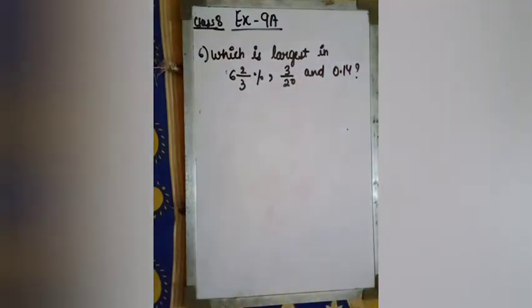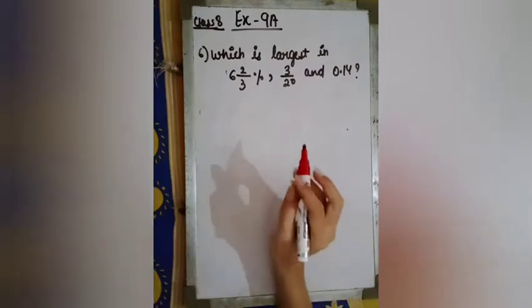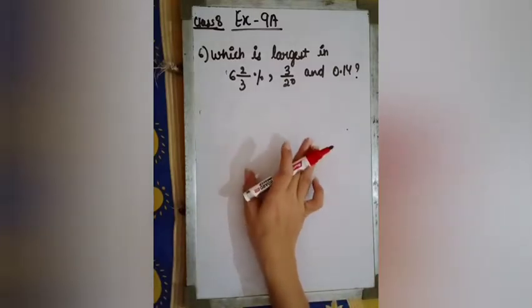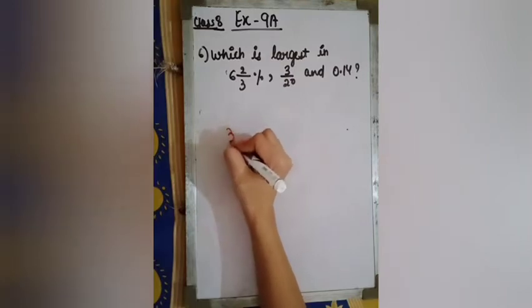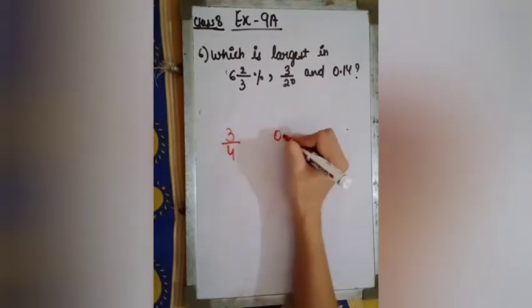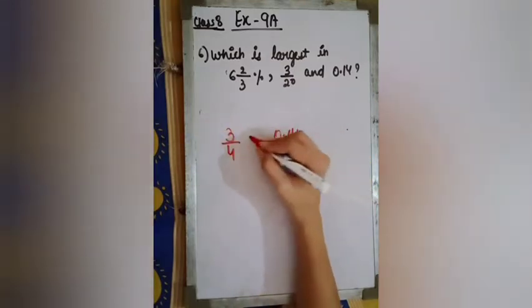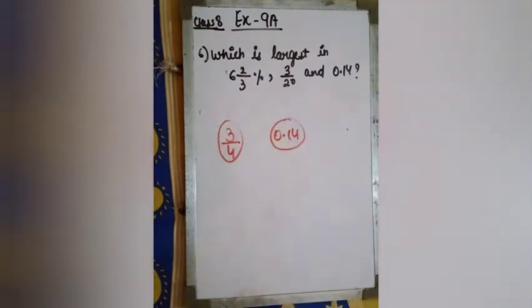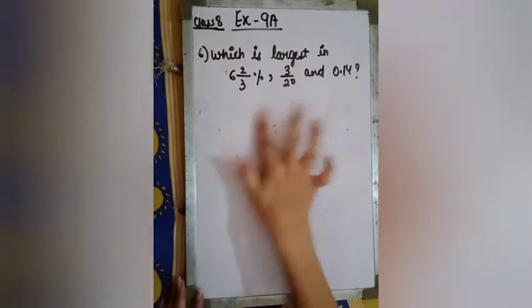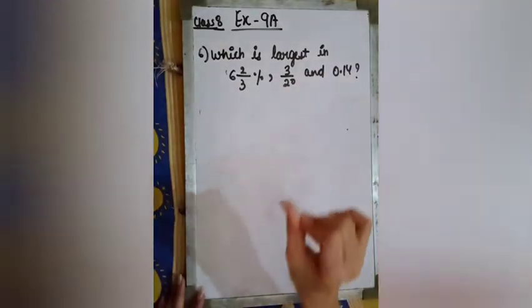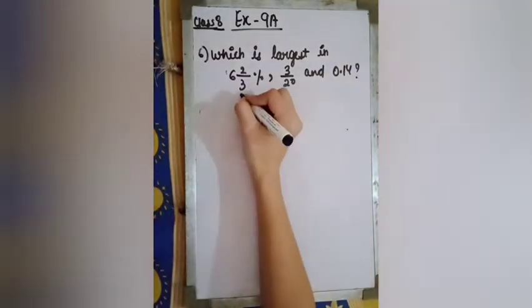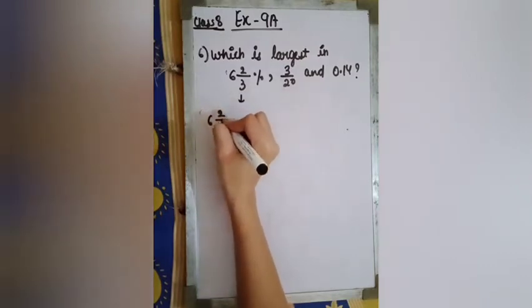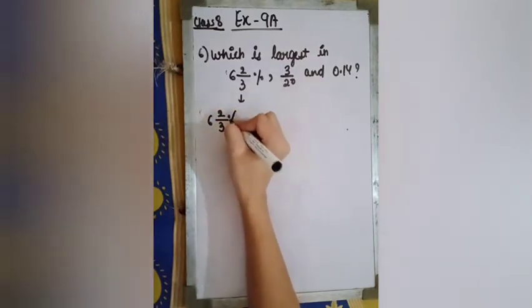whenever the numbers are given, if you want to compare the numbers, they should be in the same form. Can you compare this number and this number? No, this is the fraction and this is the decimal. So what can we do? We can write each number in the same form. First we have given this percent. We can write this percent in the fraction form.